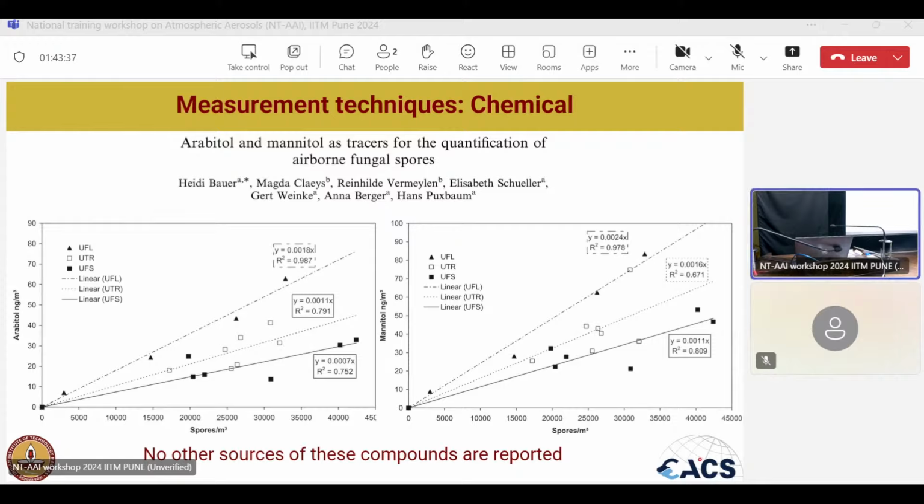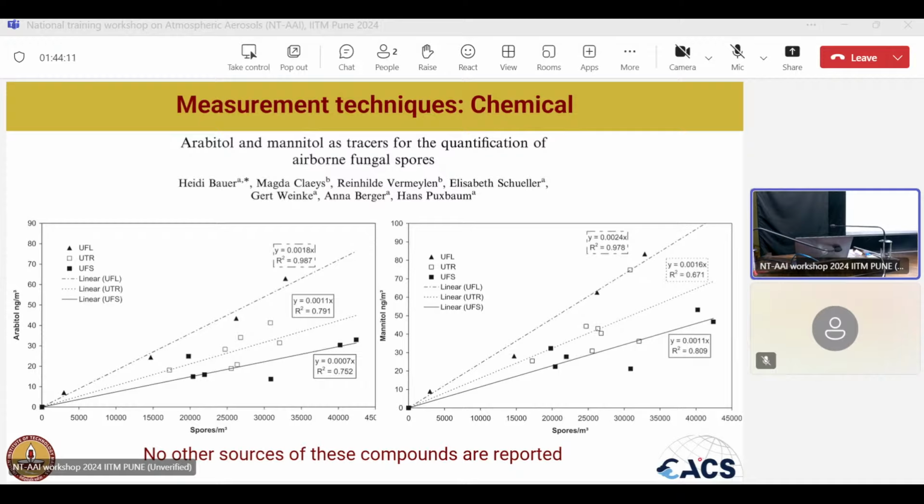This is a classic Bauer et al. 2008 paper. That's really one of the first papers where they tried to do chemical analysis of the fungal spore. They simply correlated the number of spores with arabitol and mannitol, right? And they said it basically comes from the bioaerosol. Why? Simply because, at least until then, and I don't know what the status is at this stage, so I'm sorry about that, no other sources of these compounds were reported.